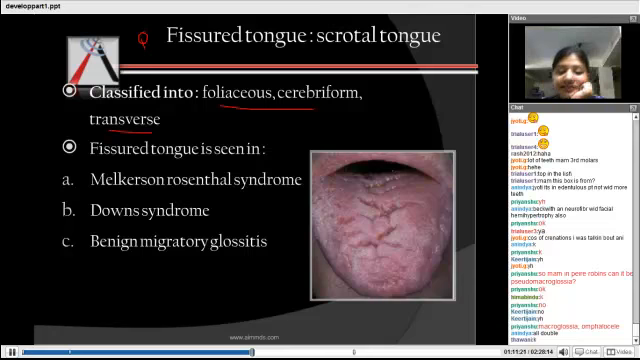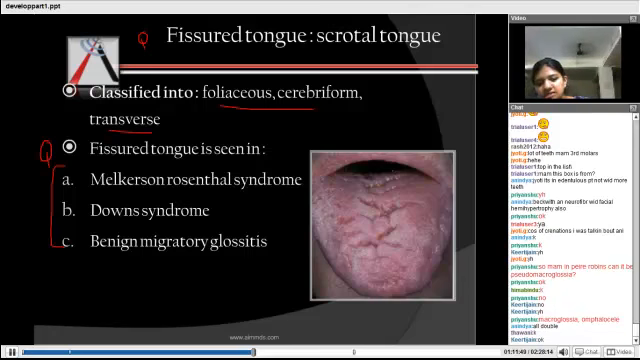Where else do you find fissured tongue? This is again not in your keynotes, so all of you can just make a quick mention of these 3 points there. It's found in Melkersson-Rosenthal syndrome, Down syndrome and in benign migratory glossitis. 3 conditions where you will find fissured tongue, which has been asked as MCQ. Let's recollect. Fissured tongue is seen in Melkersson-Rosenthal syndrome, Down's syndrome, benign migratory glossitis. Clear?